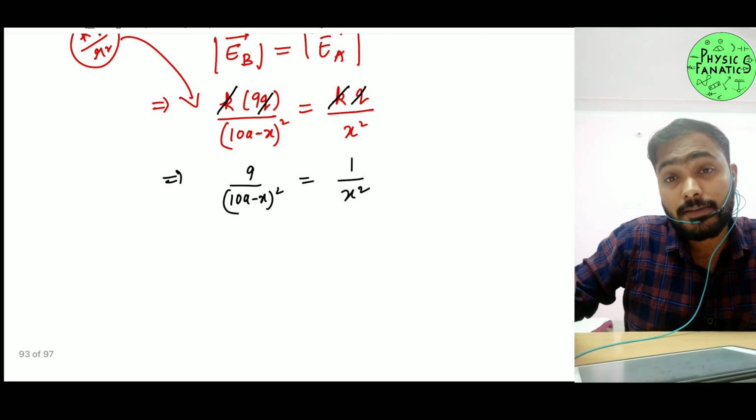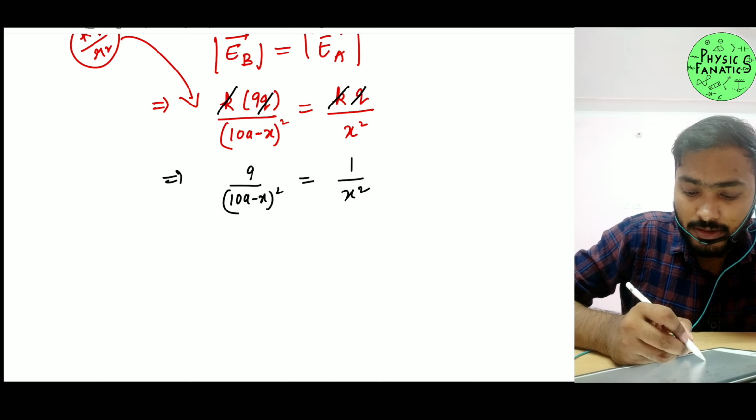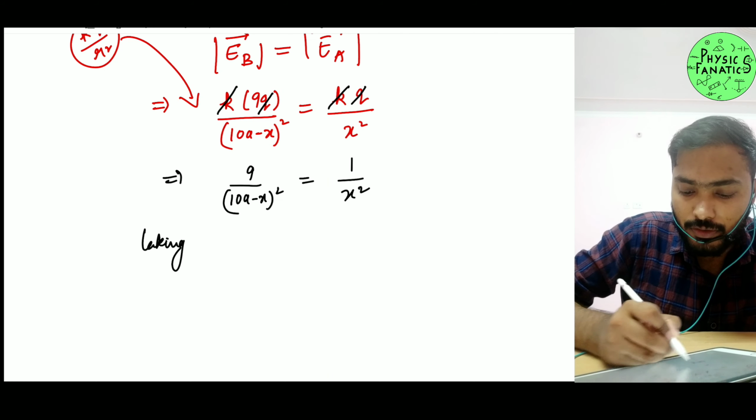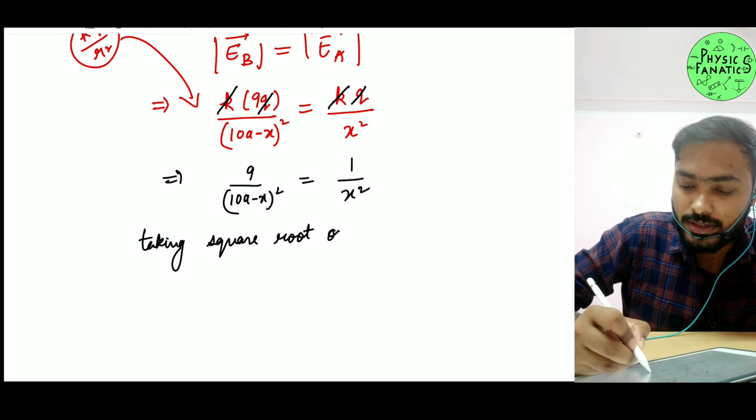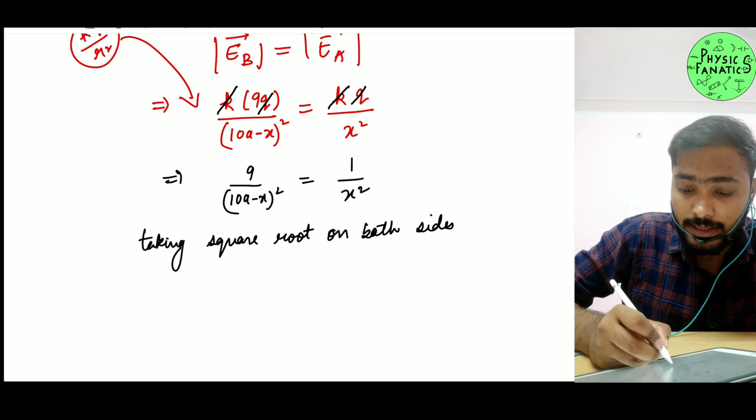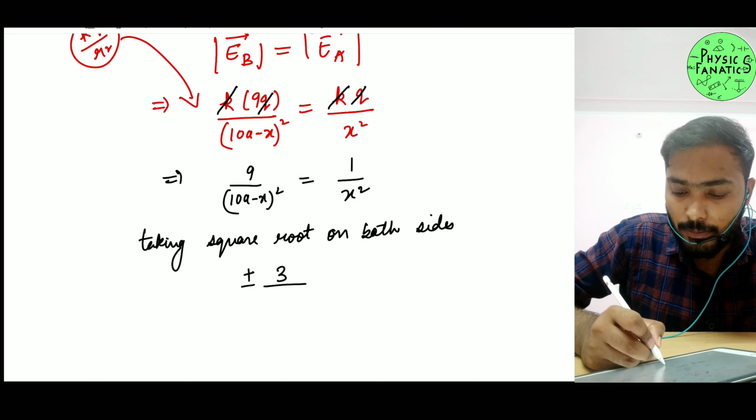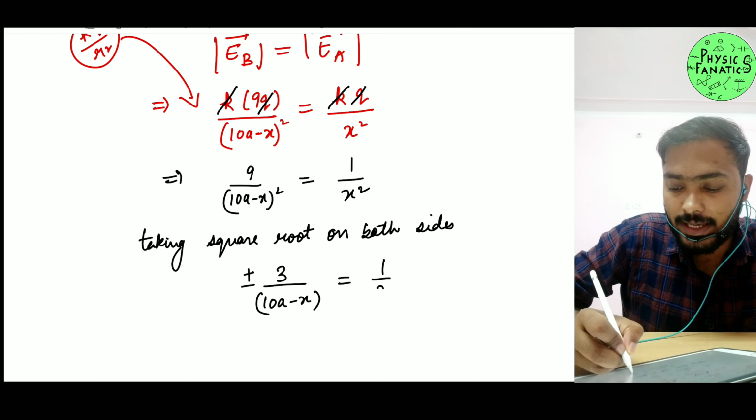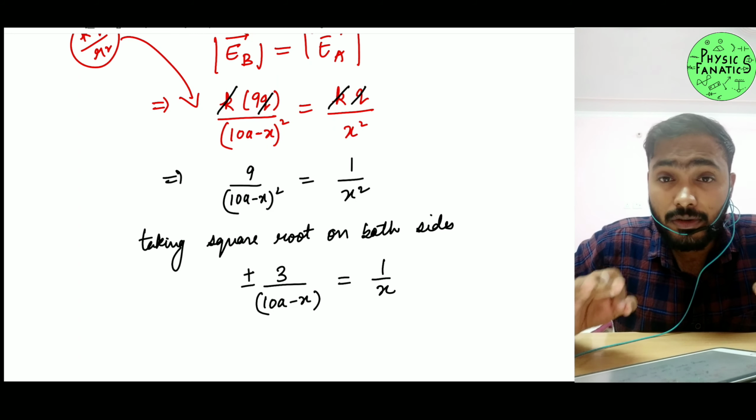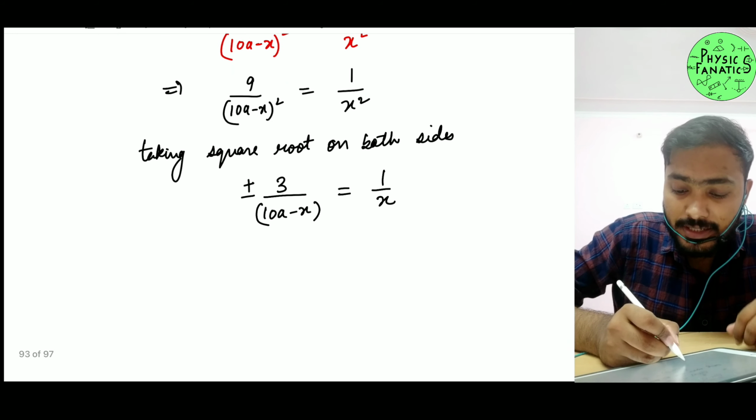Now next step is taking square root on both sides, right? I can do the square root, right? So taking square root on both sides, we will get, obviously I'll get two roots, that is plus minus 3 upon 10a minus x is equal to 1 upon x. Again, I will be interested only in the positive root. I will not talk about the negative root. So let's talk about the positive one.